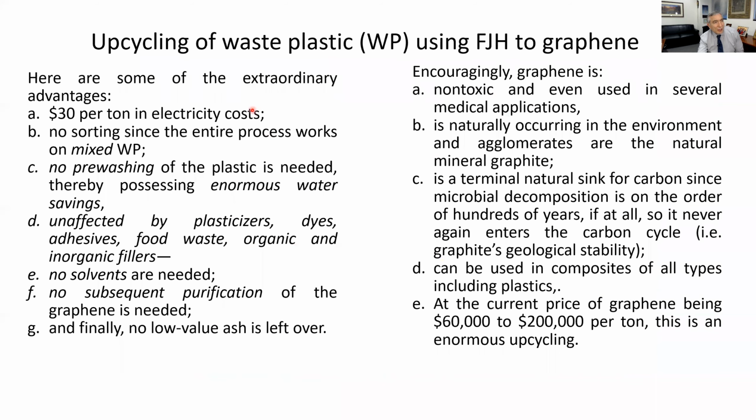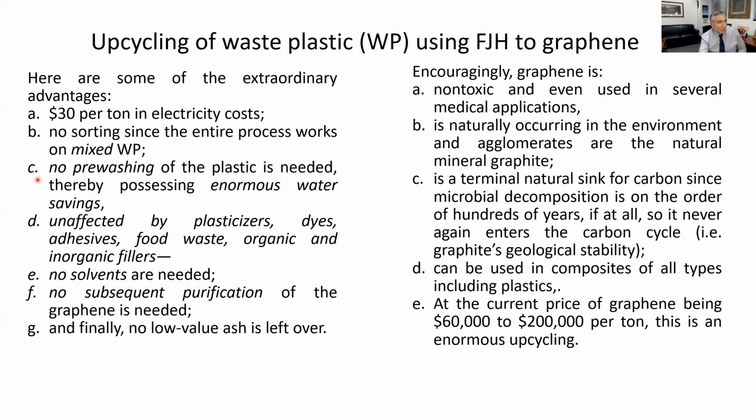Well, how about upcycling waste plastic using flash Joule heating to graphene? We put in $30 per ton in electricity costs, and that's it. There's no sorting. Recycled plastic costs as much as virgin plastic because of the human sorting that has to be done. There's no sorting. We can do it on mixed waste plastic.